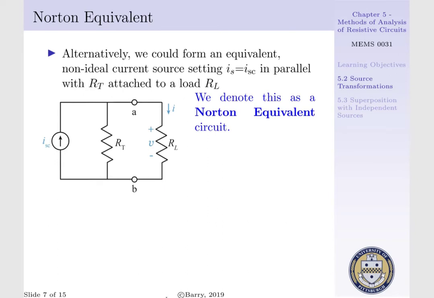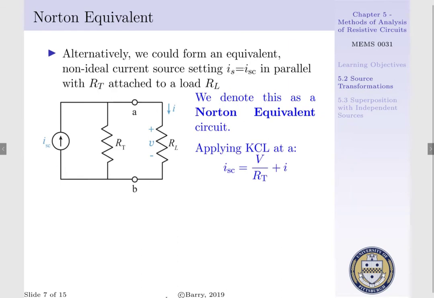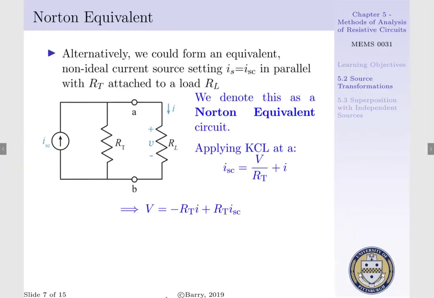Now, to determine our voltage potential across our load resistance, we'll apply KCL at node A, where we have I sub SC entering, and we'd have I going through our load resistance, as well as our voltage potential V per our Thevenin resistor, R sub T, exiting node A. Now, expressing in terms of V, our voltage potential across the load resistance would be equal to the negative of our Thevenin resistance times our current I, plus our Thevenin resistance times our short circuit current.